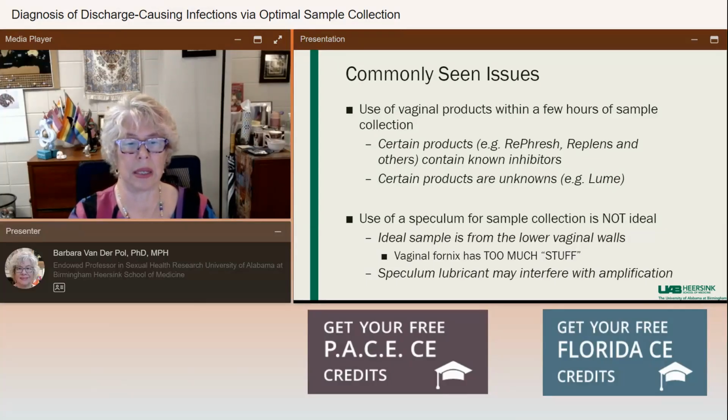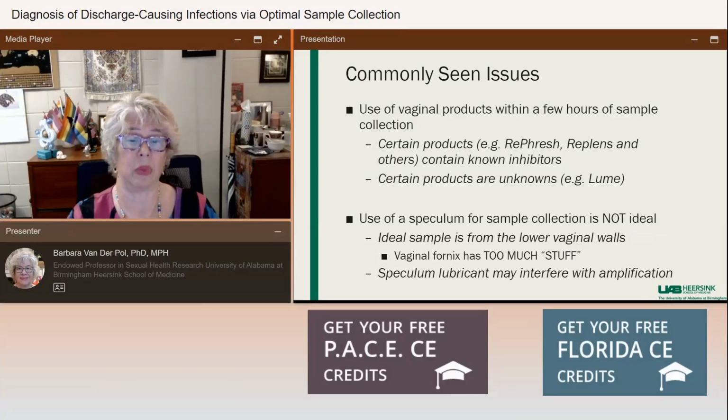So this is the ideal sample, it comes from the lower vaginal walls. What happens here is that the vaginal fornix has too much stuff in it. And so it can actually inhibit that amplification process because there's so much exudate and there's just that pool collected of white blood cells and everything else that's going on. So if we do the lower vaginal walls, we have a better chance of collecting the right amount of sample and the sample that we need to give us a good result.